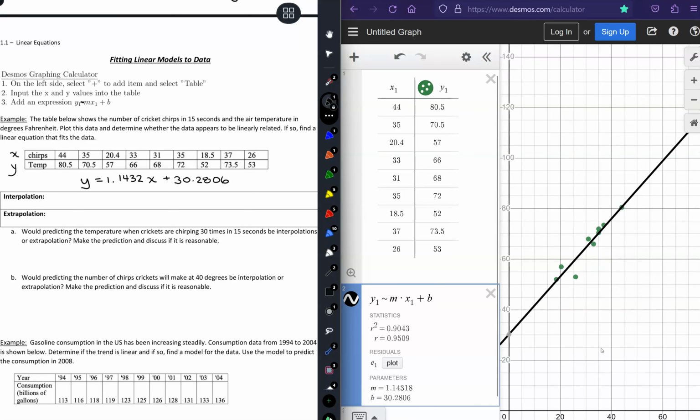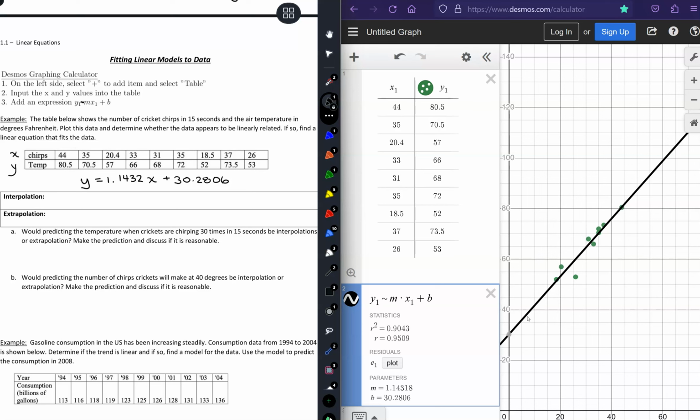So if we look at our data set over here, and let's look along the x-axis, we can see that we have data values ranging from about 18 all the way up to maybe 45-ish. So in terms of x values for the cricket chirps, we have an idea of what's happening between 18 and 45 cricket chirps. So with that, we know this line is estimating really well in there. We don't really know what's happening outside of there. It might be linear, maybe this model continues, but we'd want to be careful of going outside of our model.